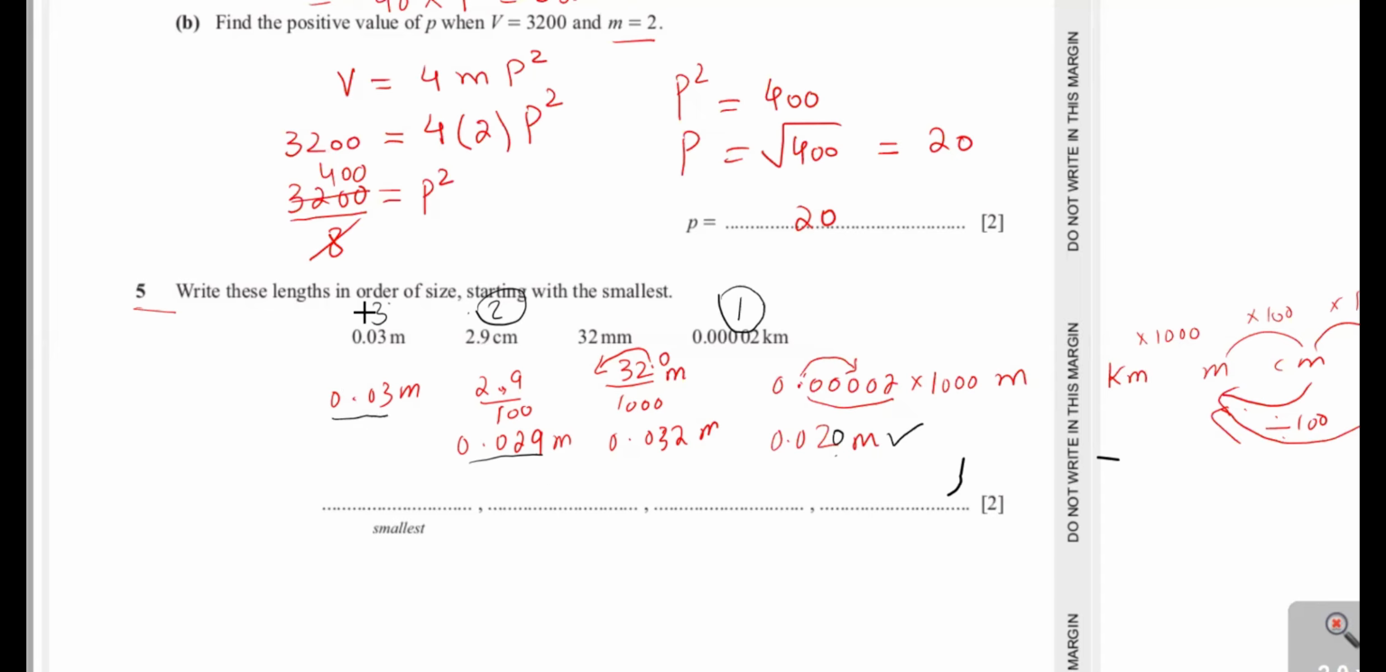This is the third value. The value is 0.032 meter, which is equal to 32 millimeter. This is the fourth value. Here I have arranged all these values in ascending order, starting with the smallest. And this is the solution of question number 5.